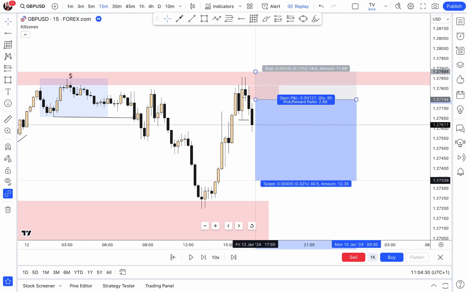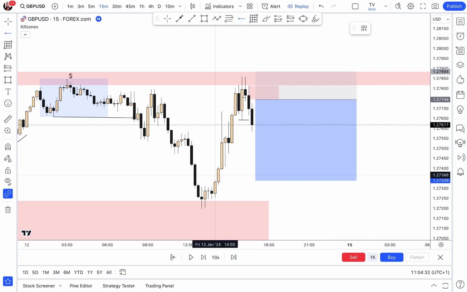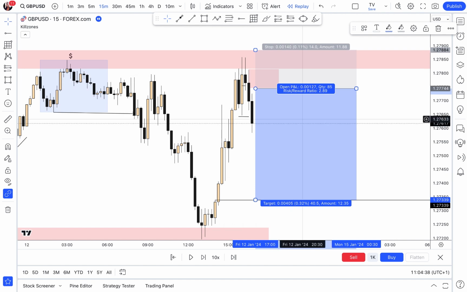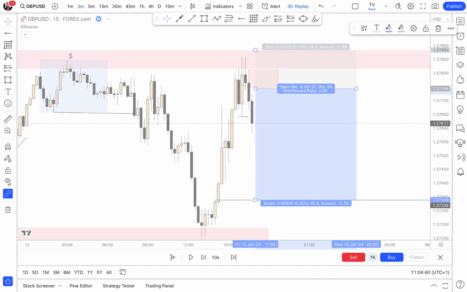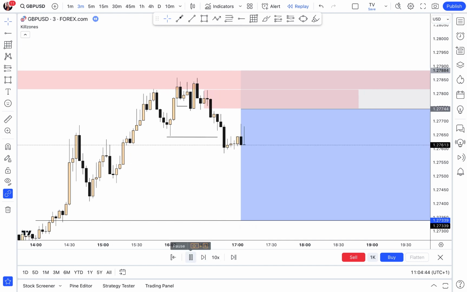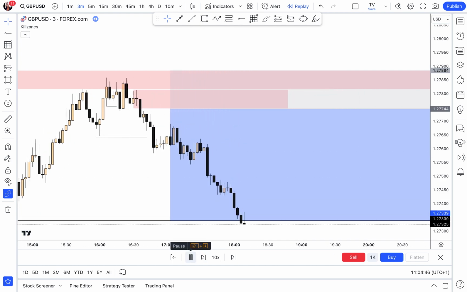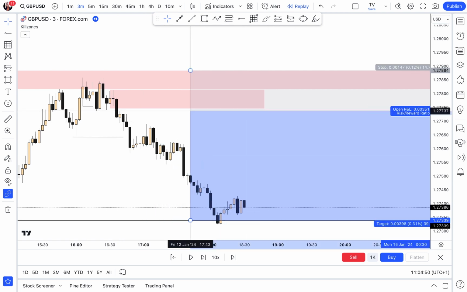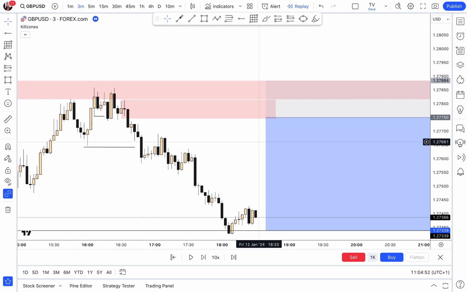Okay, good. So on the higher time frame, we have this level of demand and imbalance. So this is about 40 pips, which is quite okay. This is almost 1 to 3 RR. So let's go back to the lower time frame and get our entry opportunity. Are we going to be tapped in? Okay, market has gone down to hit our take profits. We couldn't get into the trade.